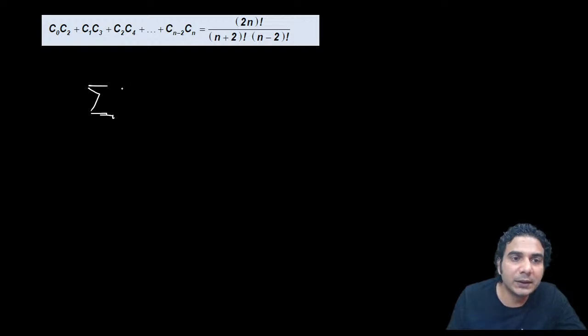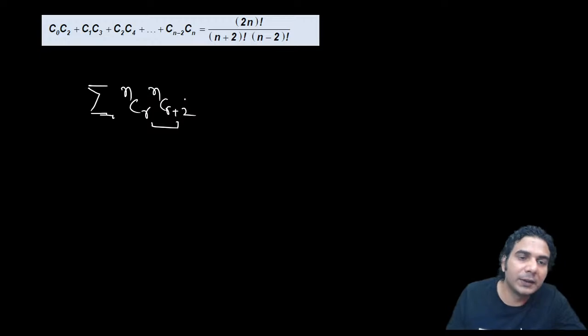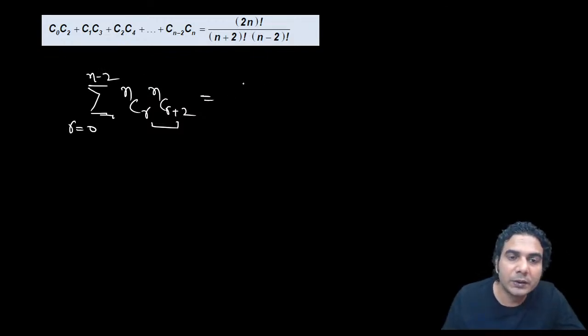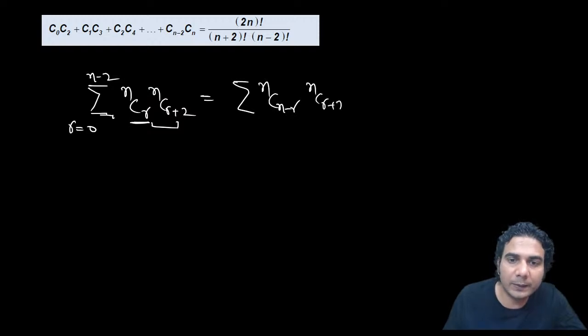So this is the sum of nCr times nC(r plus 2). So n is same, nC0, nCr, and nC(r plus 2), right? You can see the difference is constant. Okay, so r is starting from 0, and you can see now it is going up to n minus 2. So whenever n is defined, you can write the last term also. So what you need to do is change one of the two binomial coefficients. So write nC(n minus r), nC(r plus 2). Now you can see this sum is constant, and we have all possible terms.